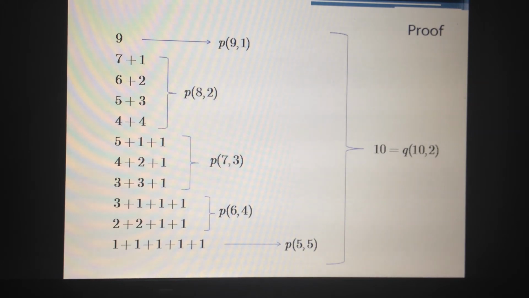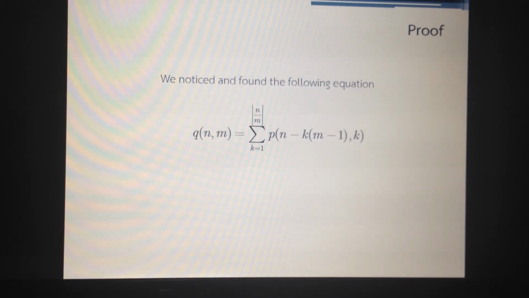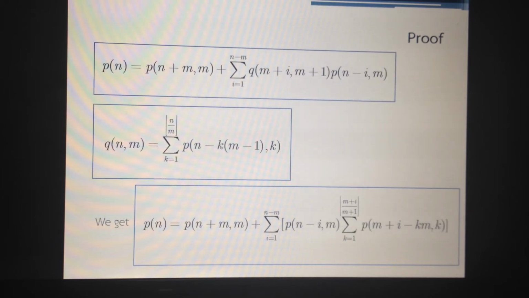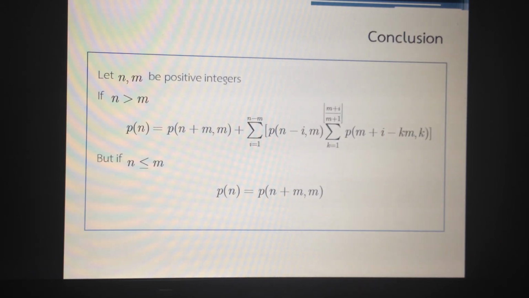So we use this observation to generalize into n and m variables. So we get the first one and the second one, and then in the second one we substitute n by m plus I and m by m plus 1, and we will get our result. And this is our conclusion. In case n is greater than m, Pn is equal to this expression, but in another case, Pn is equal to Pn plus m, m.